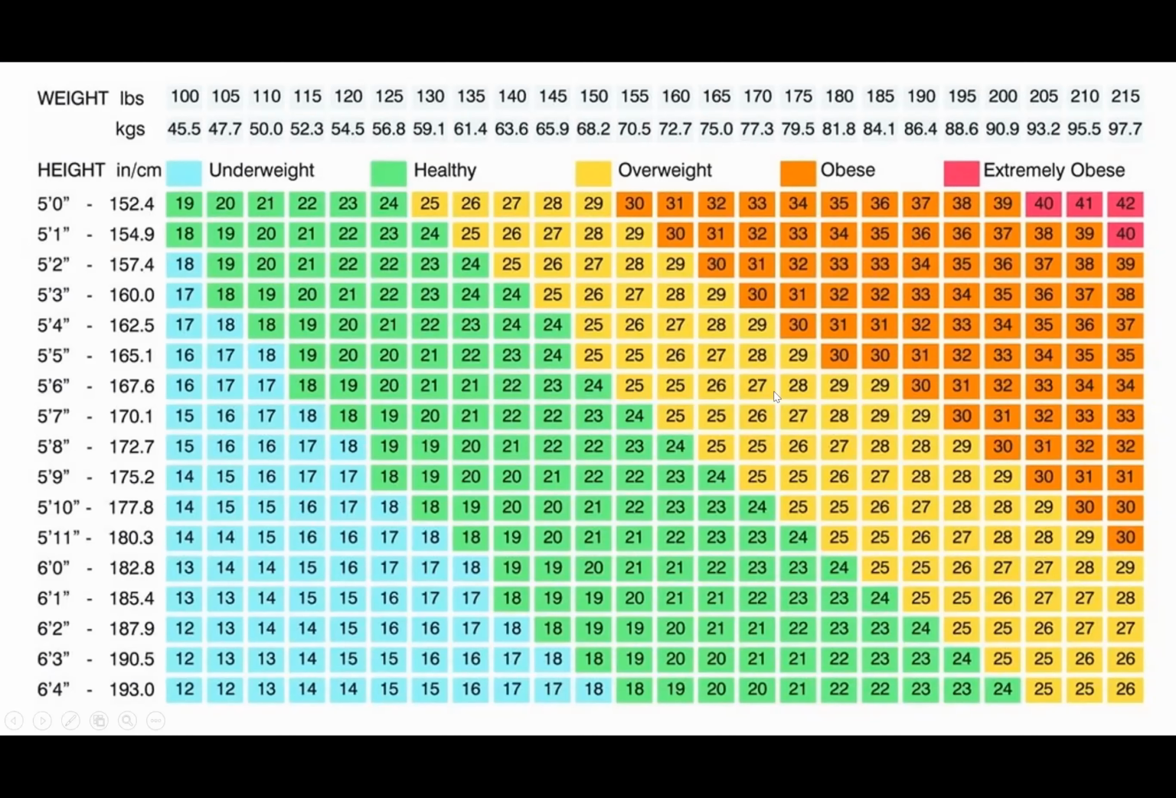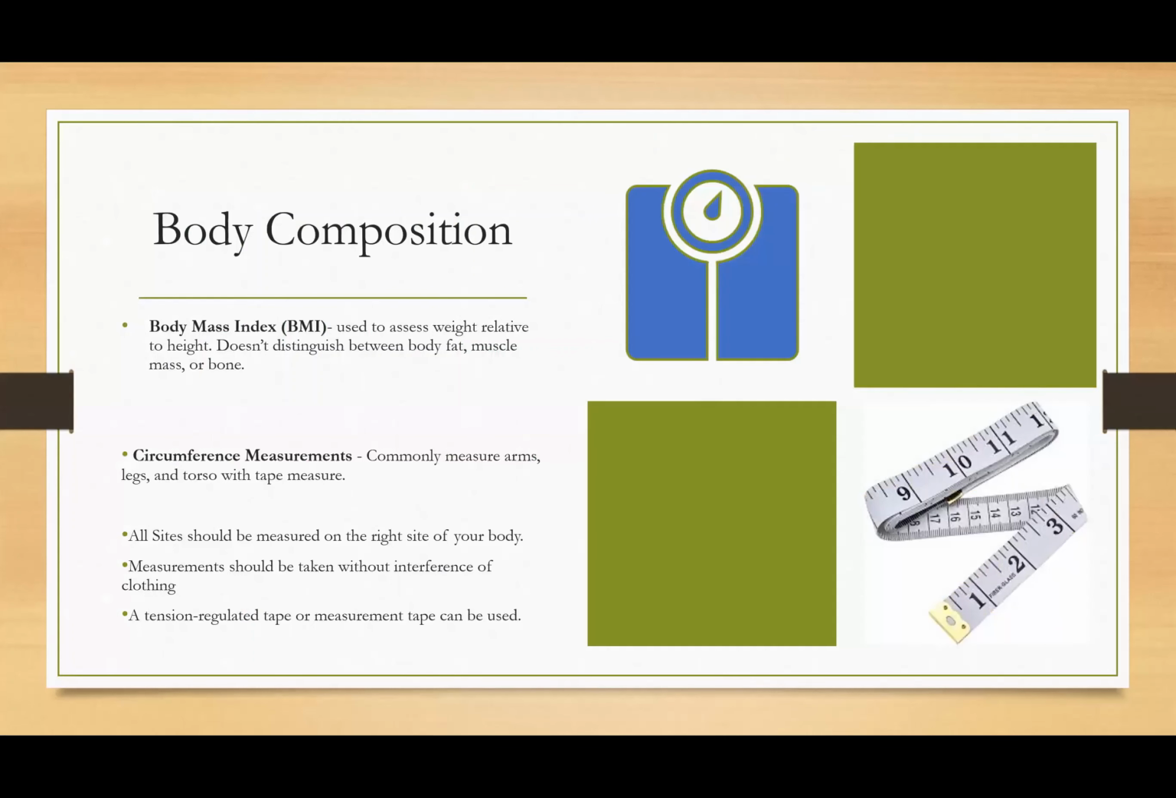What's nice about this chart is, it's color coded based on the different classifications, and it's very simple to be able to just jot down what your height is and then go across based on what your weight is. And then come on back, our second assessment that you can do for body composition is taking circumference measurements.